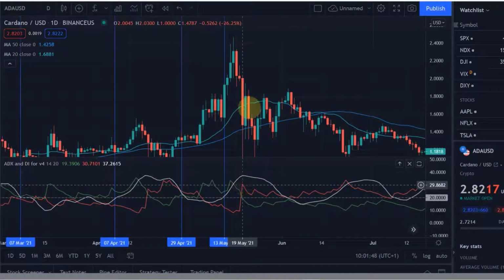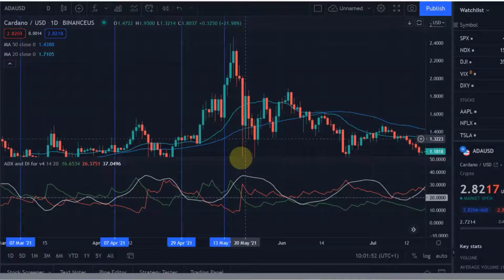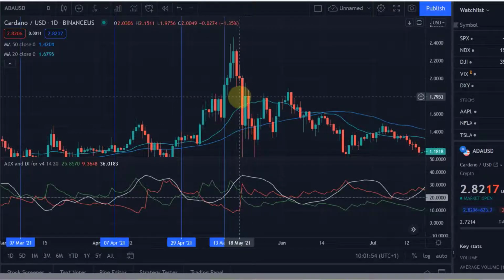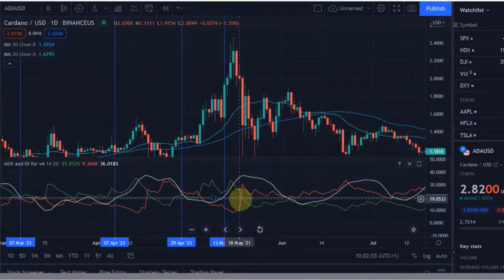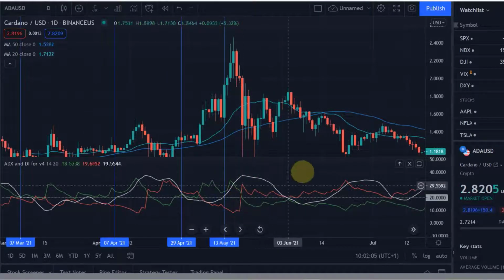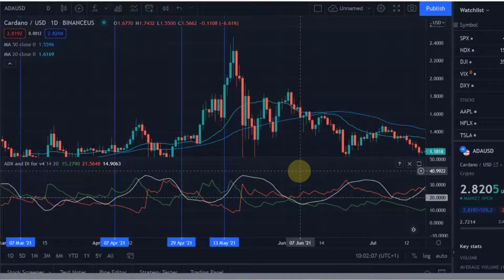This was actually the 19th of May, that we were entering quite rapidly a downtrend, and people could have exited the trade here. But the trend was still very strong, but that is because the white line doesn't really tell us about the direction. The direction change is indicated by the red and the green lines. And that's pretty much how you can use it.